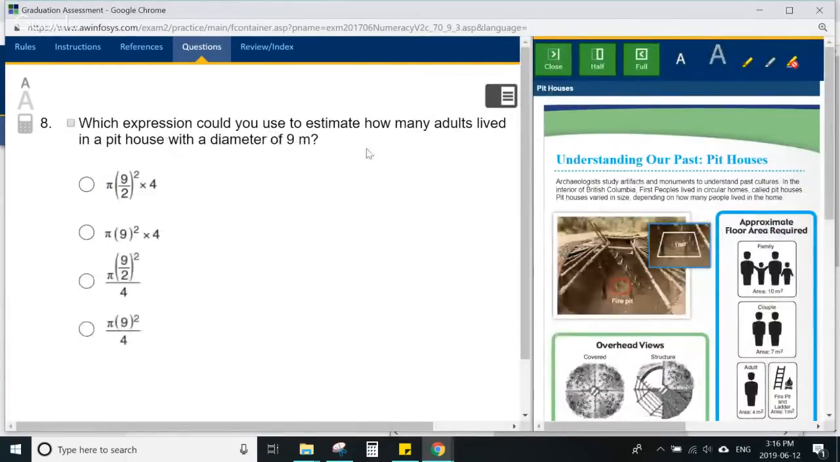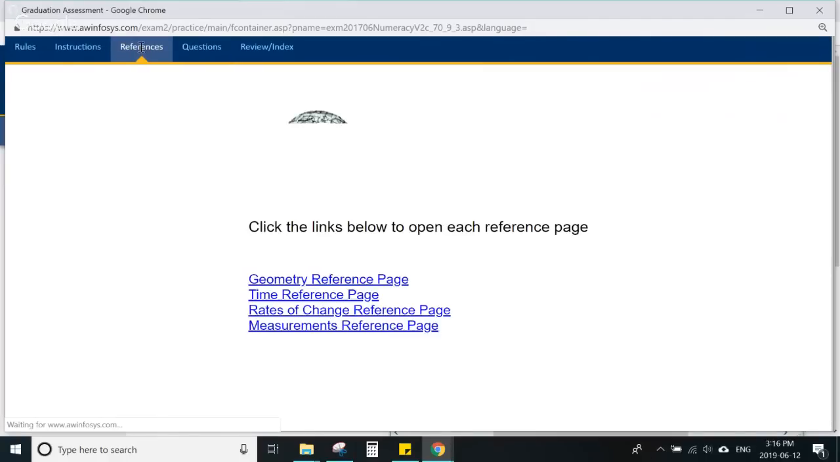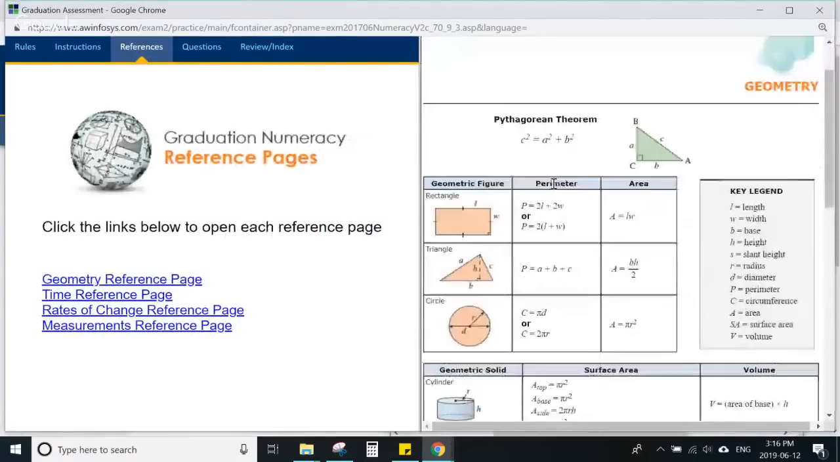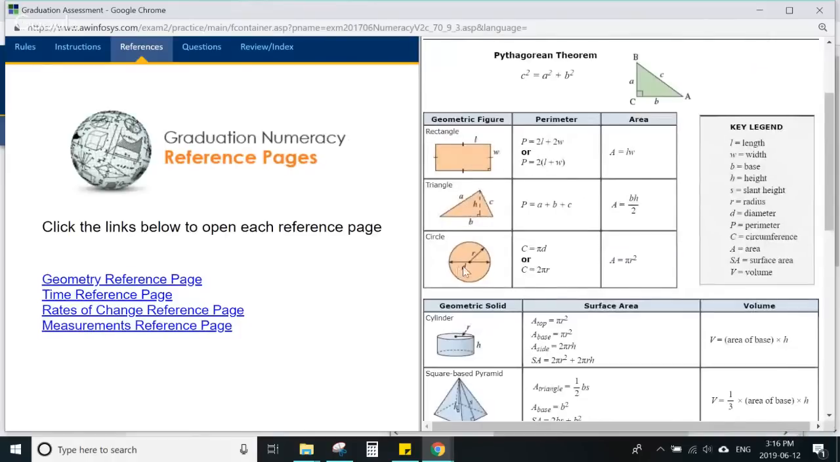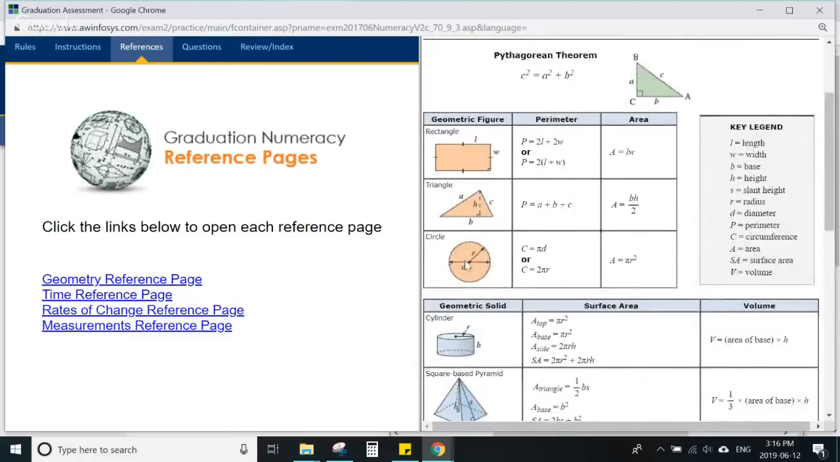Which expression could you use to estimate how many adults lived in pit houses with a diameter of 9 meters? I just want to interject here. If you forget what the formula is to calculate an area, you can always look in the References tab. And the References tab has some helpful tools here. We have a geometry reference page, and it tells you some important formulas for rectangles, triangles, circles, cylinders, pyramids, rectangular prisms. In this case, it would be nice to have the area of a circle, which is pi r squared. So if you forget that, it's there.